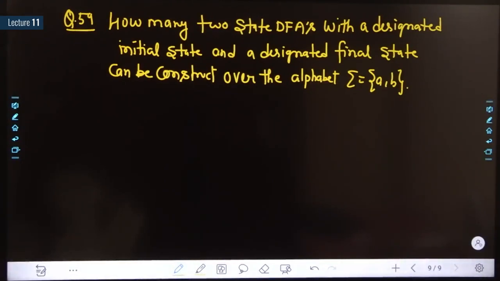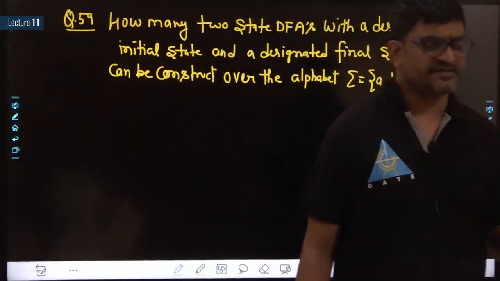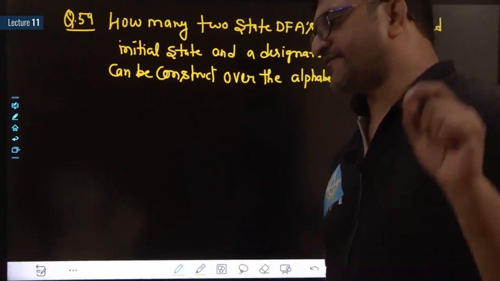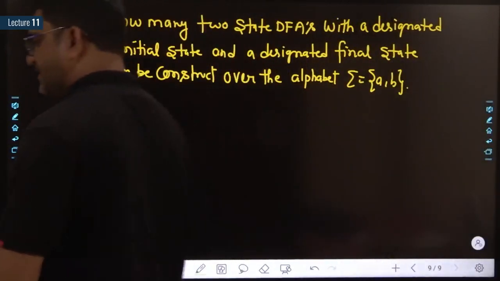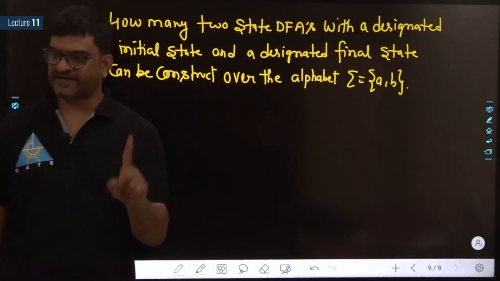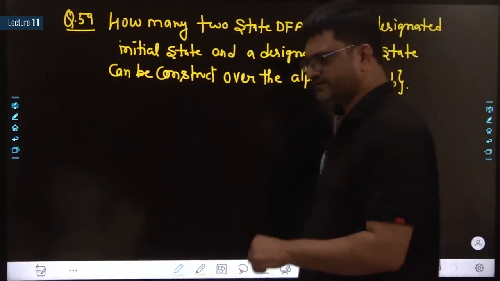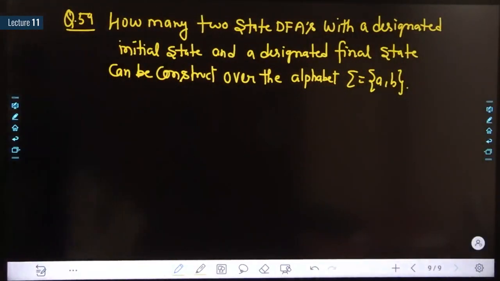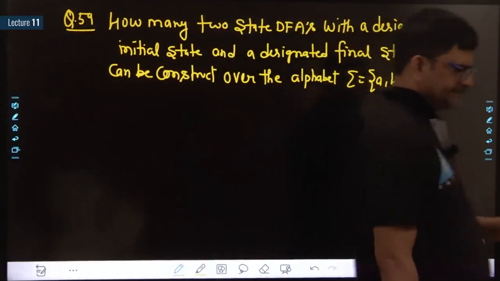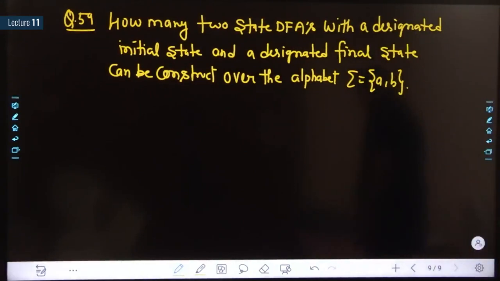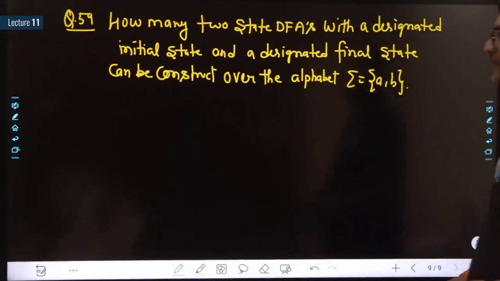What do you mean by the designated initial state and designated final state? It means initial and final state are fixed. Clear? Now, try this question. Designated means initial and final states are fixed. Do it fast.